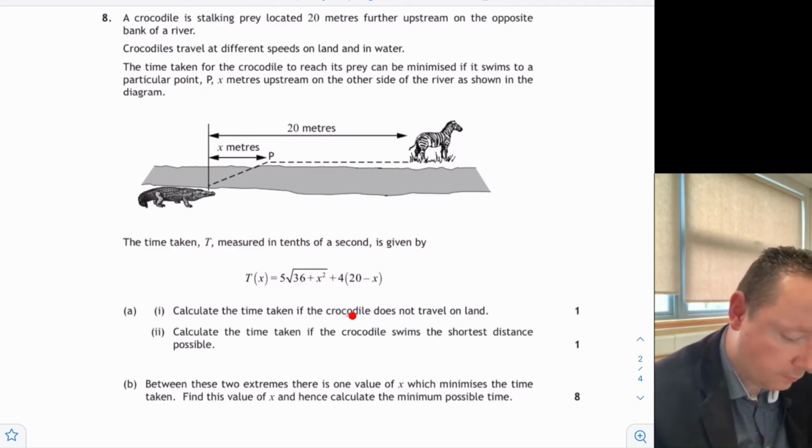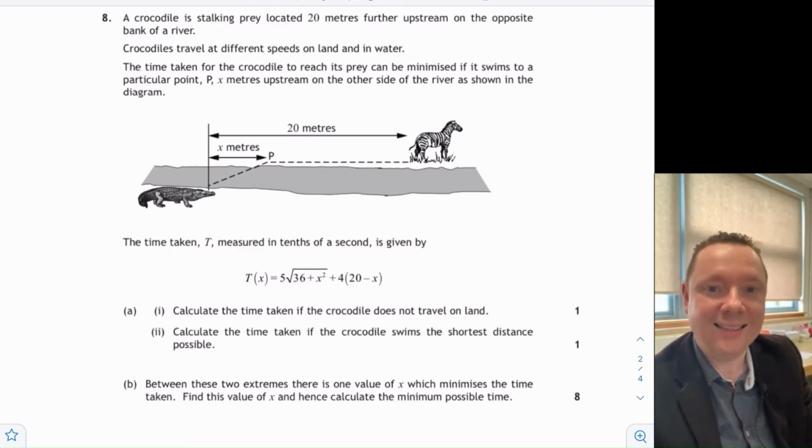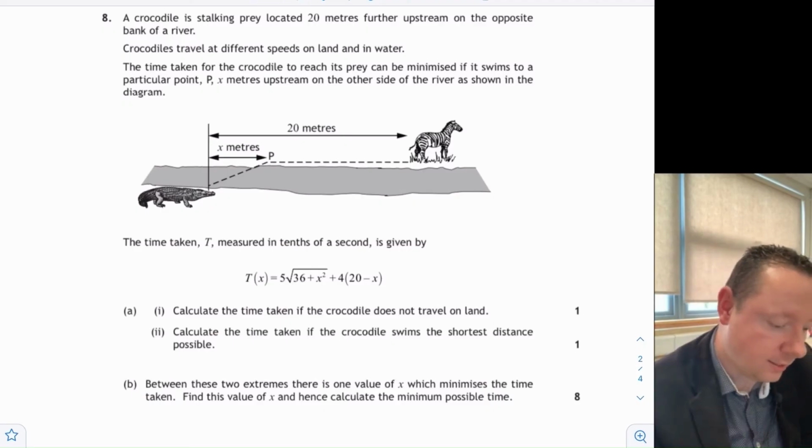Part A says calculate the time taken if the crocodile does not travel on land. It was the context of the question, I think, that made this one difficult, and people couldn't quite understand what it's asking. Well, if it doesn't travel on land, it is in the water, just swimming straight upstream 20 metres. So part 1 is just substituting x equals 20 into this formula.